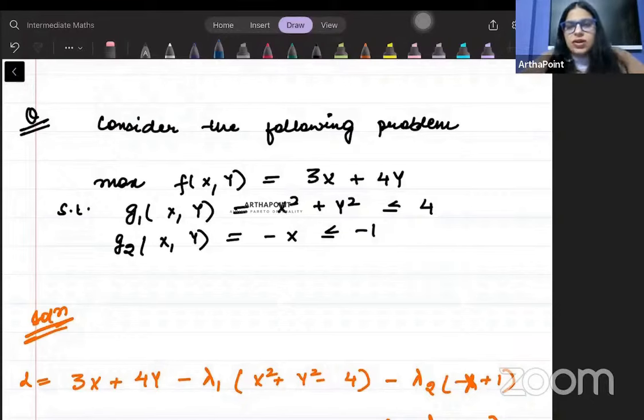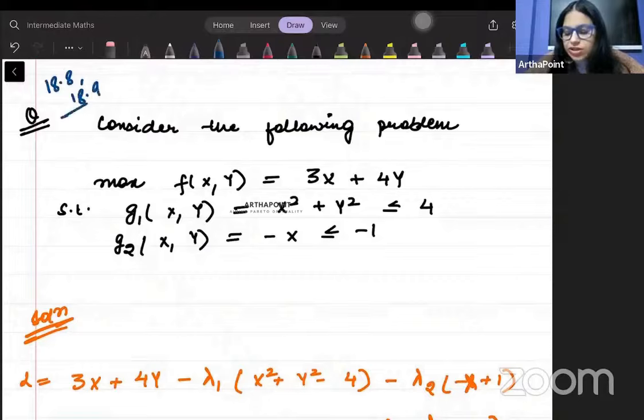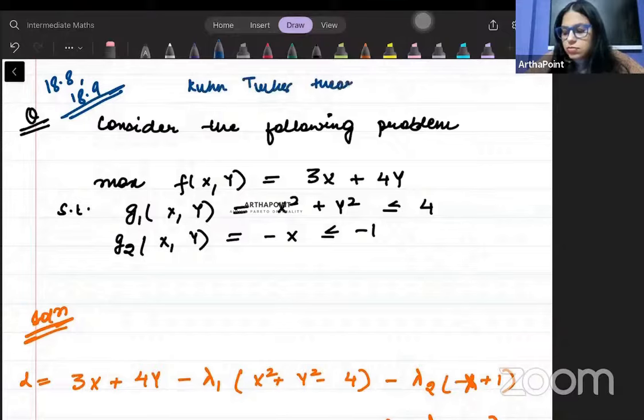Hello, good evening, everyone. In this lecture, I'm going to take one question which is going to be based on 18.8 and 18.9 of Sater and Hammond. This question is based on Kuhn-Tucker theorem. And this is a short thing that is definitely going to be asked in the exam.